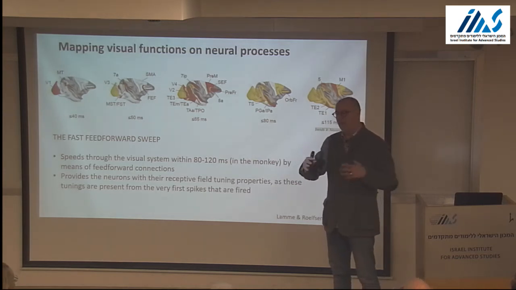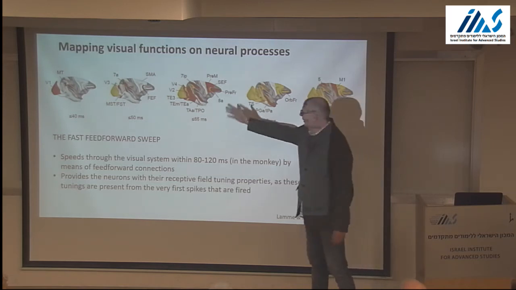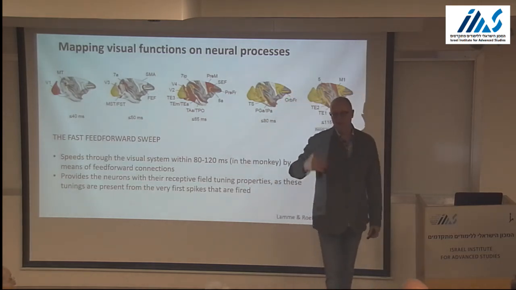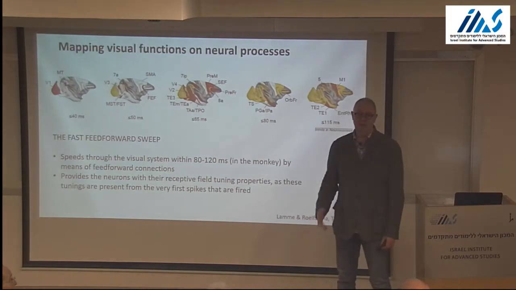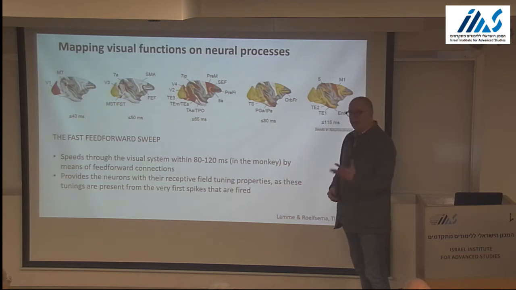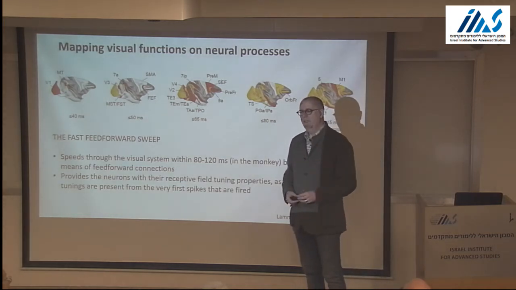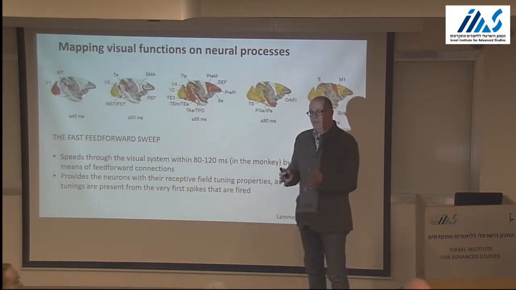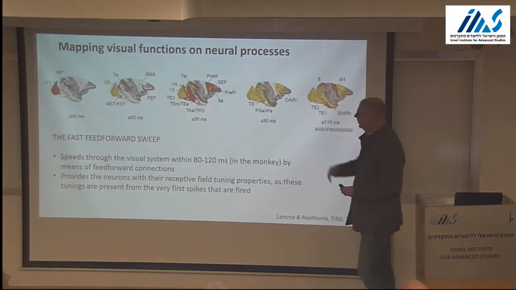So you present a visual stimulus, and within something like 80 to 100 milliseconds, the information from this visual stimulus speeds through the visual stream, activating different visual areas very briefly after one another. So it's typically only 10 milliseconds between one visual area and the next. So there's basically one spike, given a maximum spike frequency of 100 hertz. But even so, these very first spikes that are fired by these neurons already express their tuning properties. And so, say, an orientation selective cell is already orientation selective from the very first spike it fires. Most phase selective cells are phase selective from the very first spikes they fire. So this, of course, indicates that it is all mediated by feed-forward connections. It cannot be otherwise. This is why this is called the fast feed-forward sweep.